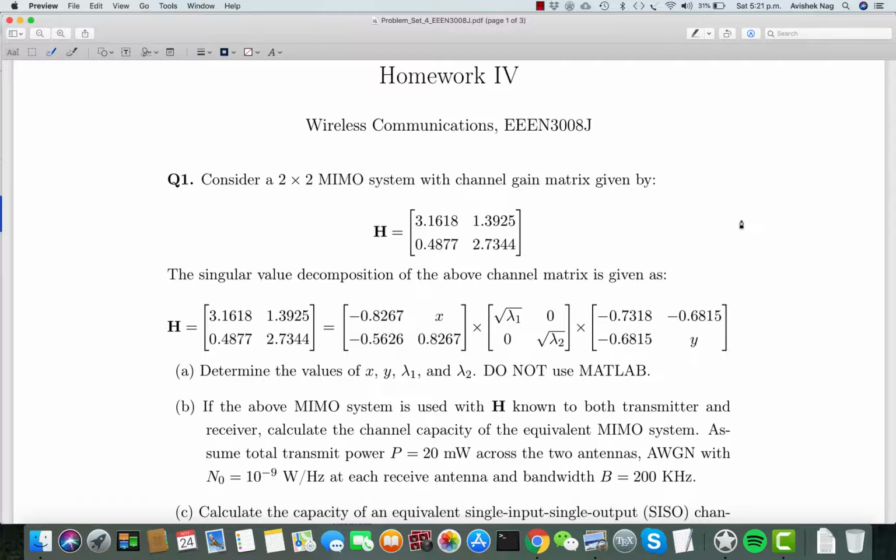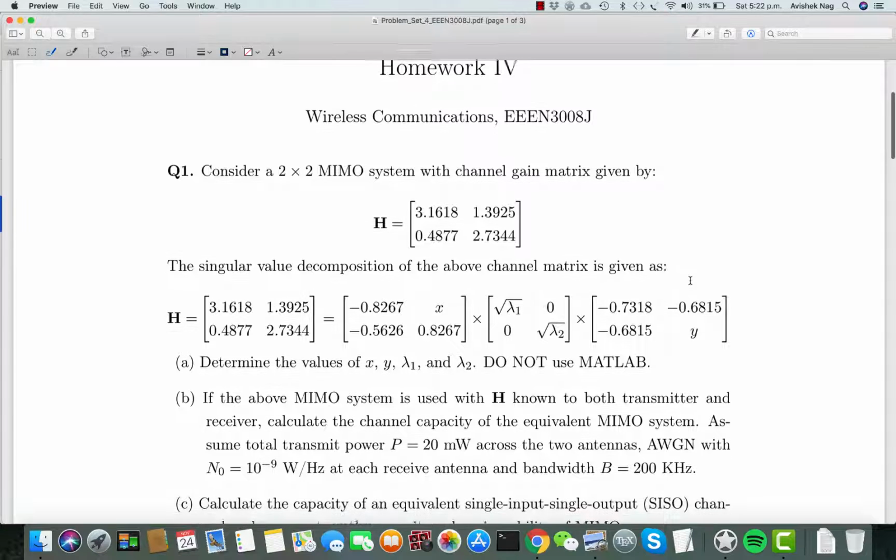In the first problem, you were given the H matrix, or the channel matrix, of a 2 cross 2 MIMO system, and the singular value decomposition was also given, but some of the terms were kept unknown. The eigenvalues of the H matrix are lambda 1 and lambda 2, and then this is x, this is y, and you were asked to calculate the values x, y, lambda 1 and lambda 2 without using MATLAB.